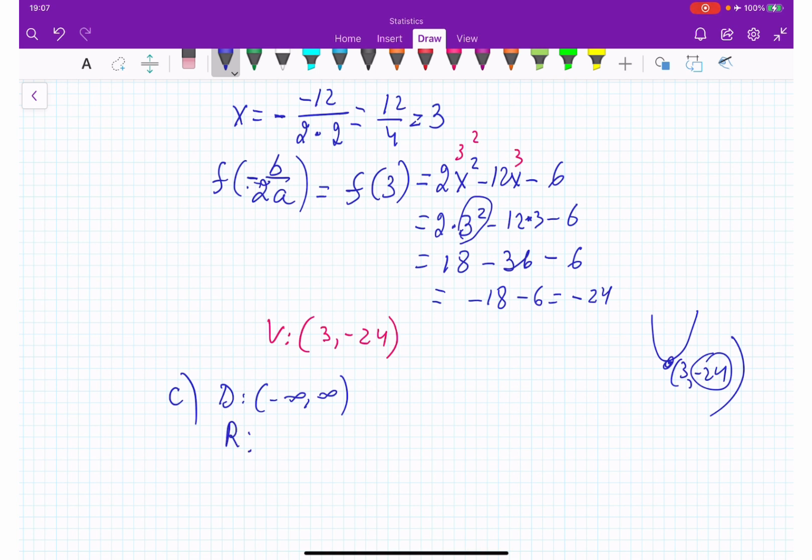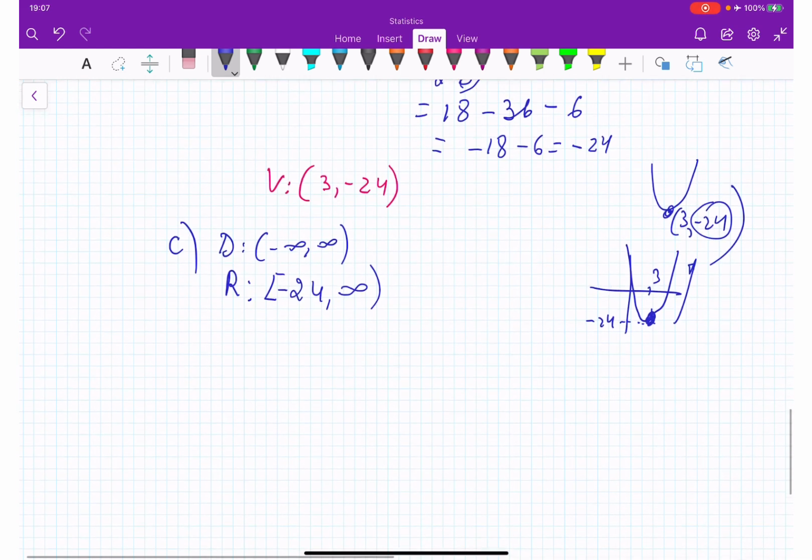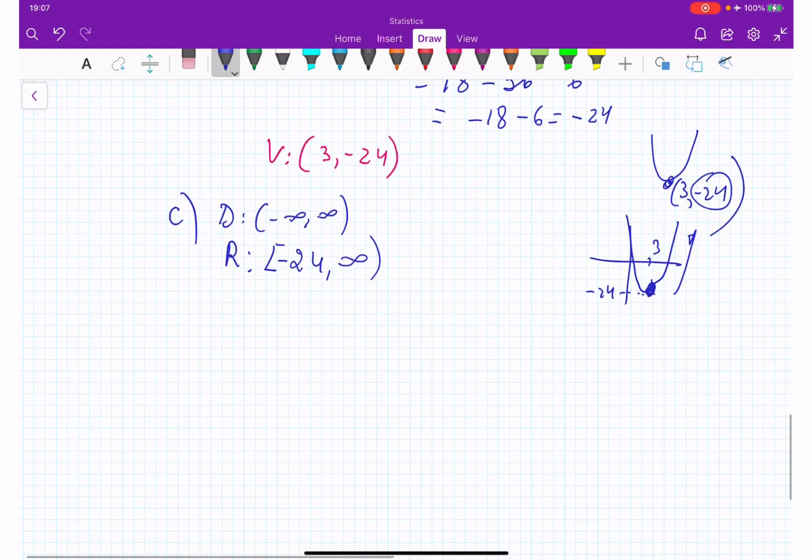Why? Because if this is my graph, let's say this is 3, this is negative 24, and the graph goes here. My y is going to go from here up, right? So it's going to be from negative 24 to positive infinity. Okay, question number 10.